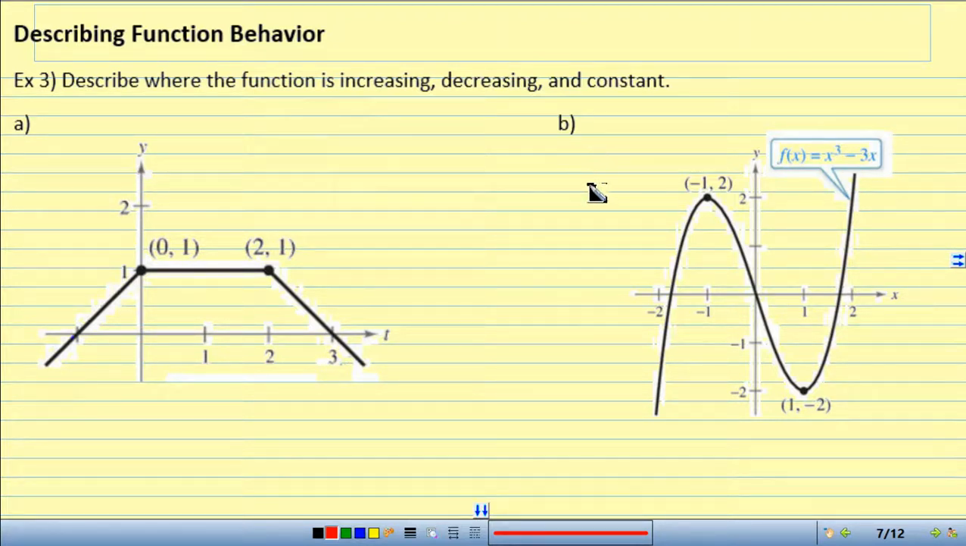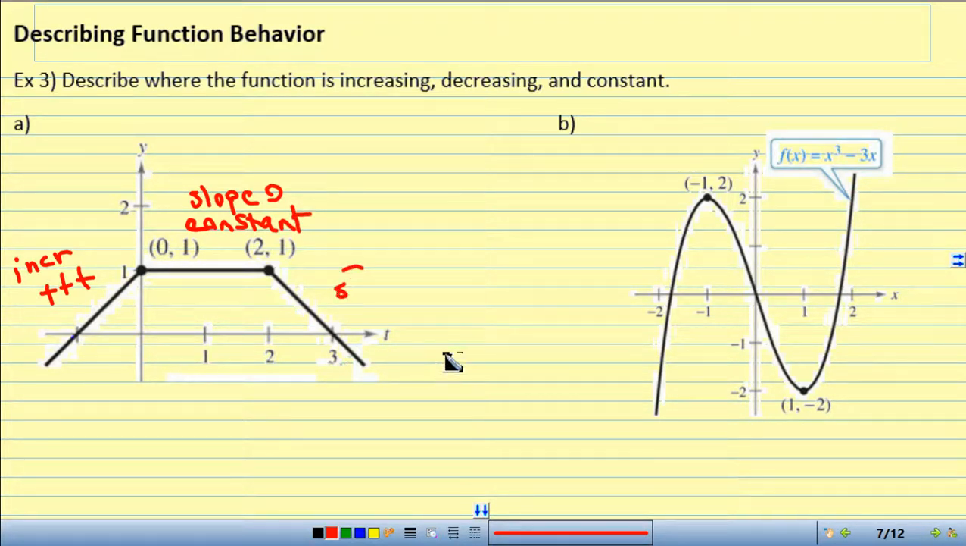Describe where the function is increasing, decreasing, or constant. So it's positive slope. So it's increasing. Slope is 0. So it's constant. And now I've got, in this case, negative slope. So it's decreasing. And I can write it like this. It is increasing. And let's do interval notation.